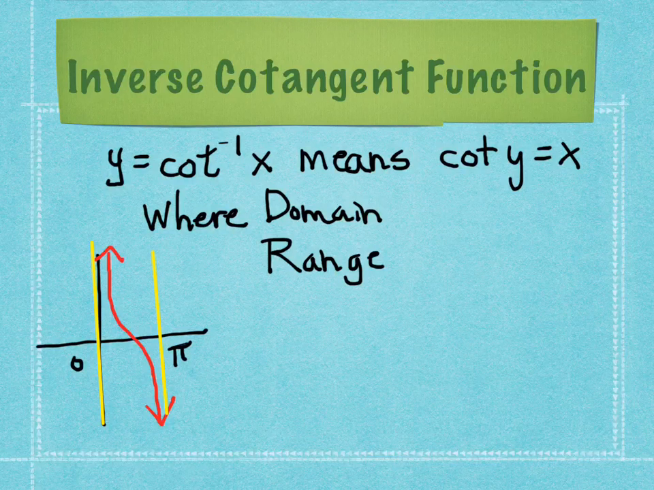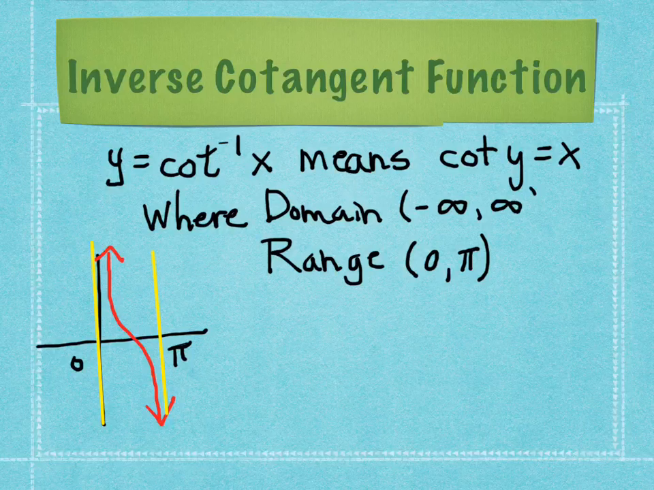So that would actually be the domain for the cotangent graph, which means it's the range for the inverse cotangent. So the inverse cotangent's range is from 0 to pi. And then the range for cotangent is from negative infinity to infinity, and that would be the domain for inverse cotangent. So our domain is negative infinity to infinity, we're all reals, and our range is from 0 to pi.